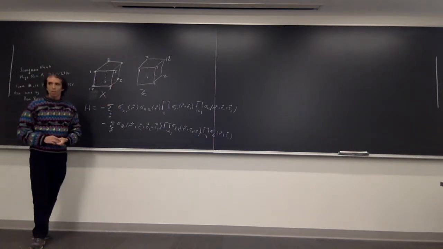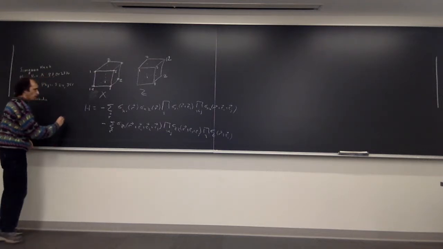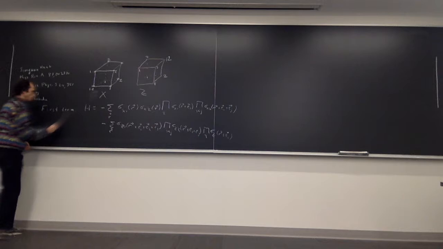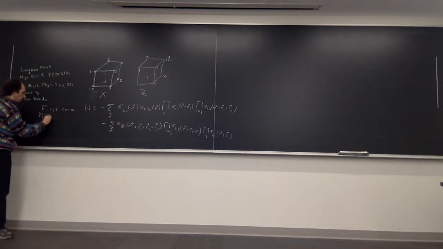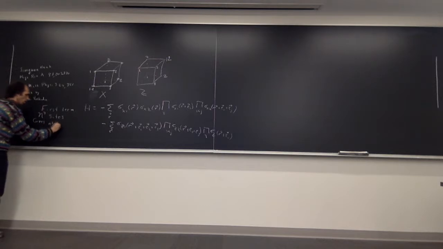Does that make sense? Can you just write out what you said? So if I focus on the first term, imagine there are n sites. Or let me say it's an n by n by n cube, so there are n cubed sites. The first term gives n cubed relations.